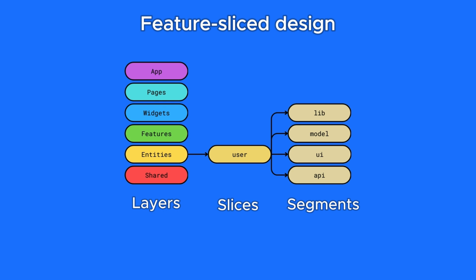They ensure functional separation. Segments break slices into granular parts, such as UI components, business logic, or API calls. Common segments include UI, model, and API, providing internal organization within a slice. This layered approach, combined with slices and segments, creates a systematic hierarchy that mirrors business logic rather than technical file types, setting FSD apart from conventional structuring methods.